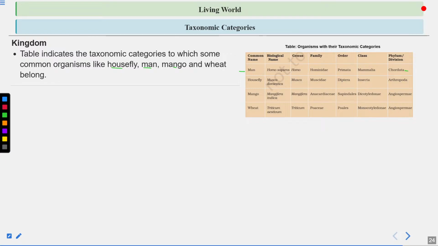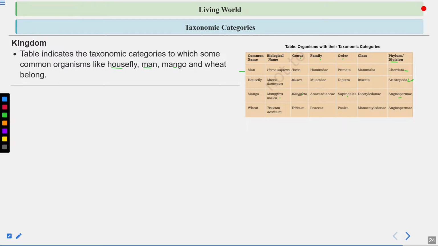Now housefly: the biological name is Musca domestica, genus is Musca, family is Muscidae, order is Diptera, class is Insecta, and phylum is Arthropoda. Then mango: the biological name is Mangifera indica, genus is Mangifera, family is Anacardiaceae, order is Sapindales, class is Dicotyledonae, and division is Angiosperm.